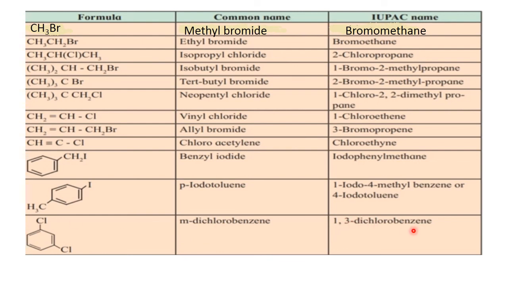So in this lecture we learned about the classification of monohalogen derivative compounds like alkyl halides, allylic halides and benzylic halides. Then we learned about vinylic halides, haloalkynes and aryl halides, which is easy to understand.